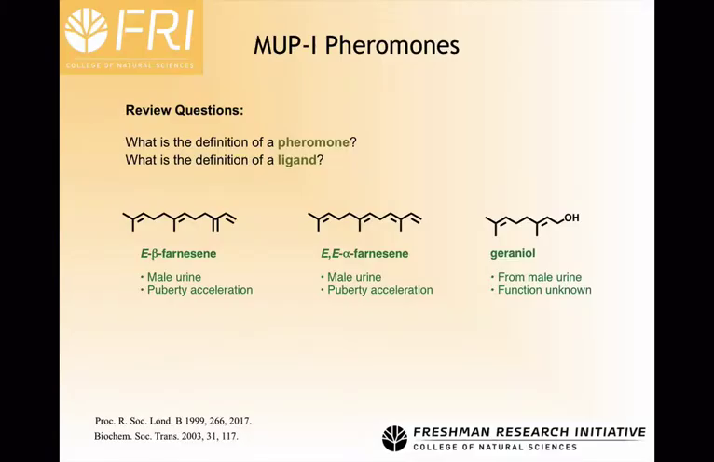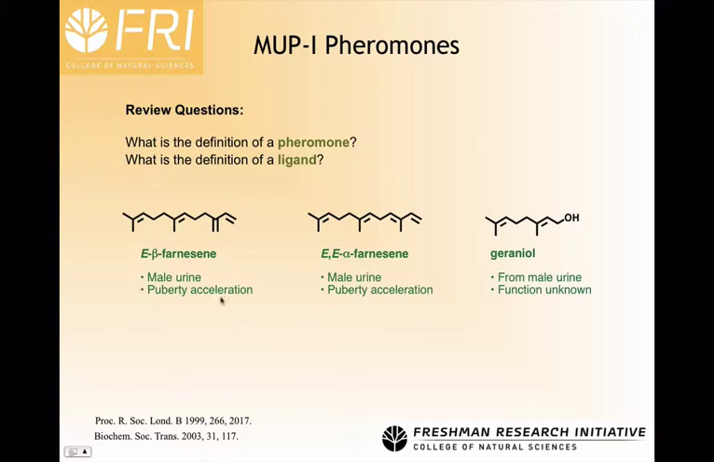So first of all, to think about MUP1 ligands and pheromones, we have to remember the definition of a pheromone versus a ligand. A pheromone binds to a protein and causes a physiological response, a physiological change in the mouse. A ligand is simply something that binds. Therefore, all pheromones are ligands, but not all ligands are pheromones.